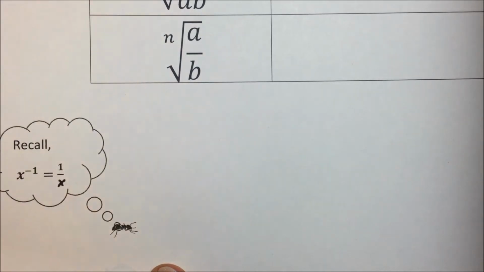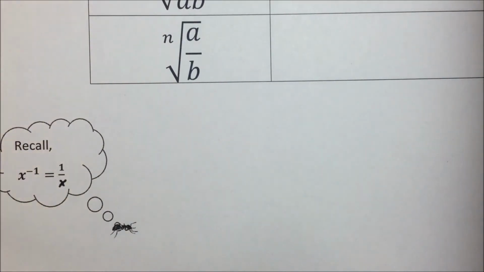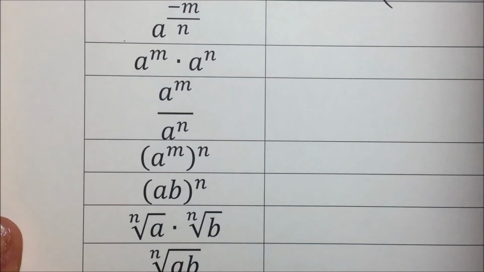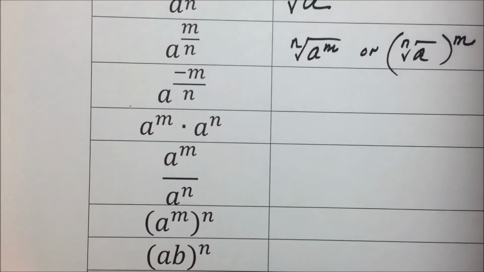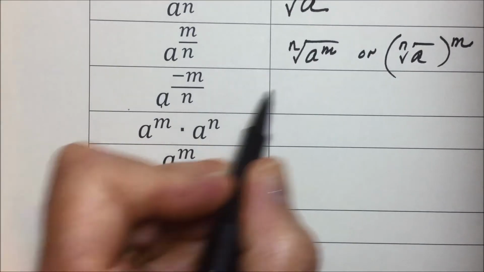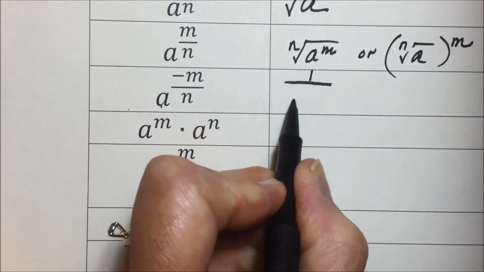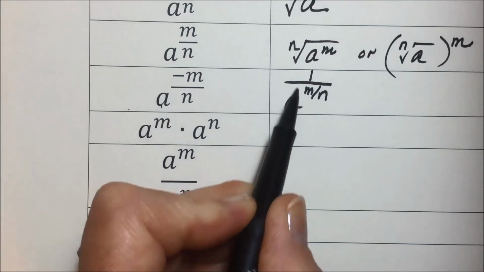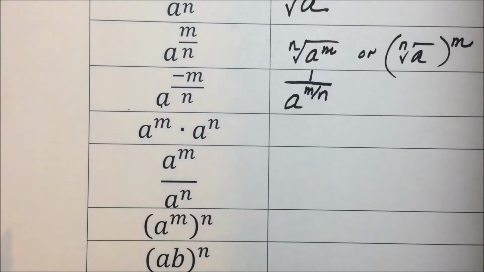Section 7.2, Negative Rational Exponents. If you recall, when you have something raised to a negative exponential power, we can eliminate the negative exponent by taking it to the denominator. And we'll see that we can do that with negative rational exponents as well. Here we have a raised to the negative m over n, which means that's the same as 1 over a to the m over n power. To eliminate that negative exponent, we took the term to the denominator.